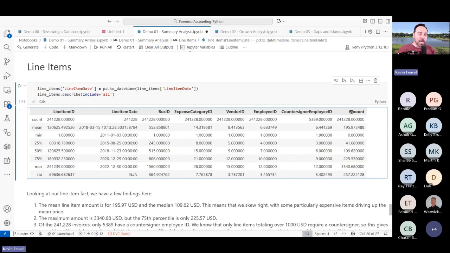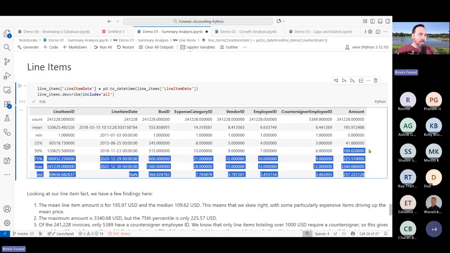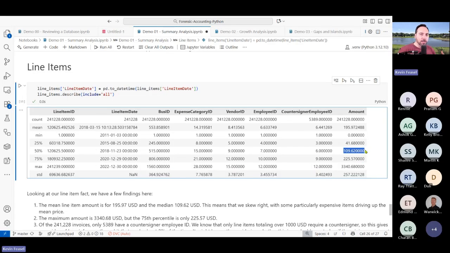Amount, however, we absolutely can. We can see that the minimum amount is $0, the maximum amount was $3,300, and our 50th percentile, our mean, is $109 per line item.